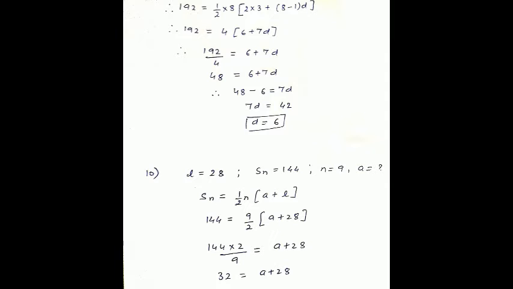So l is equal to 28, Sn is equal to 144, n is equal to 9, and we have to find out the value of a. It is very simple, as the last term is given, and we have to find out a. Sn is equal to 1/2 n (a + l). So 144 is equal to, in place of n we will put 9, 9/2 (a + 28). When we solve, students, it is very easy. We will get a is equal to 4. So I hope you have understood all the parts of question number 3.